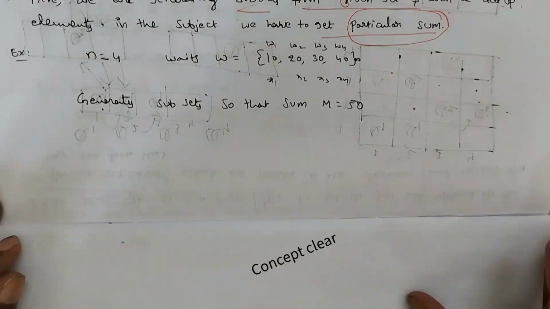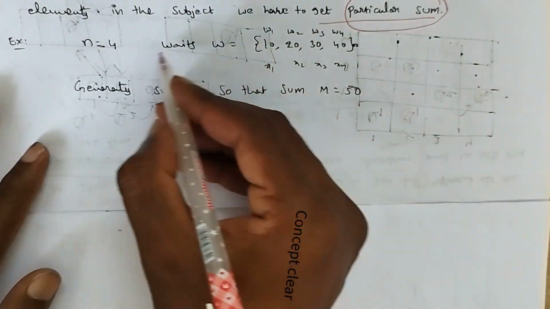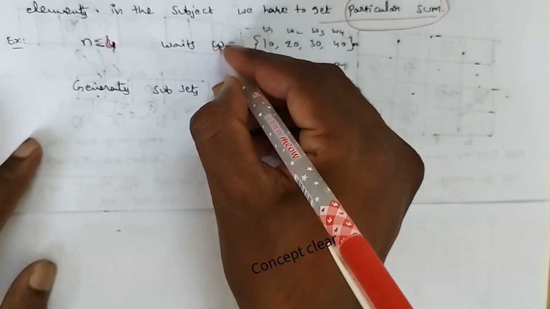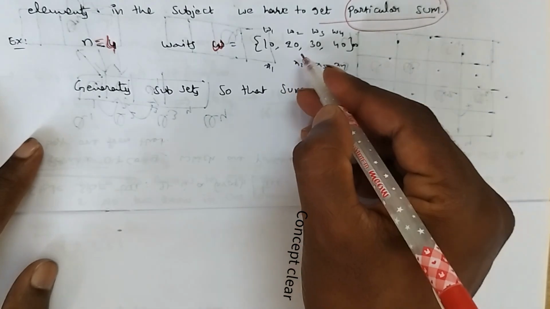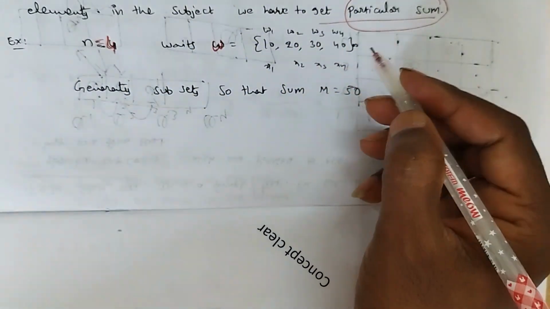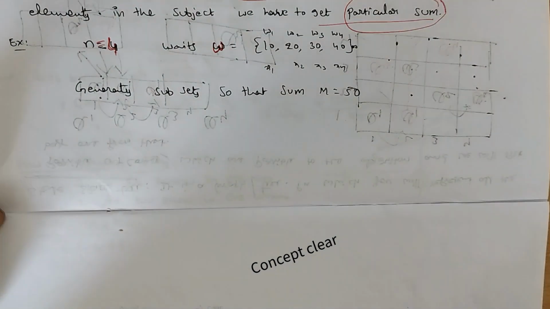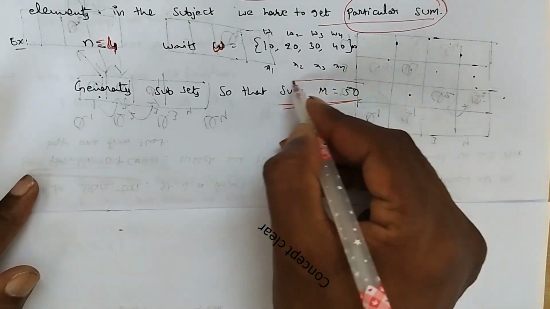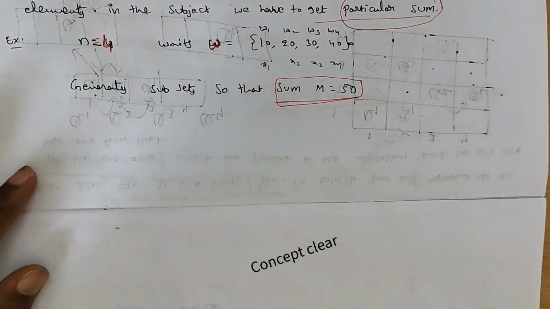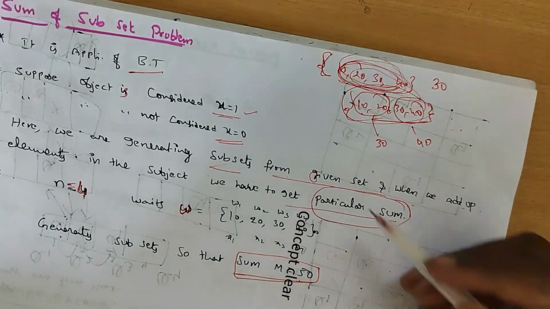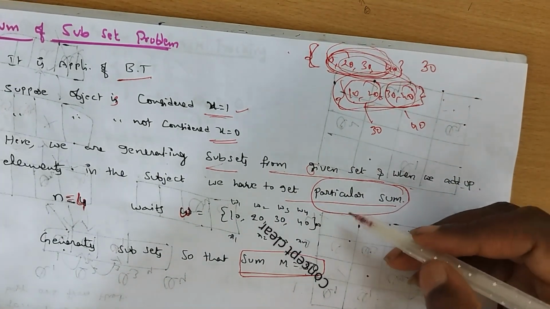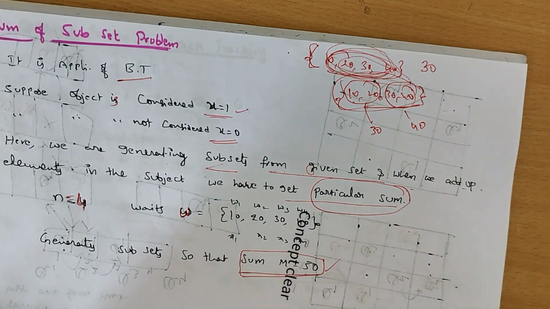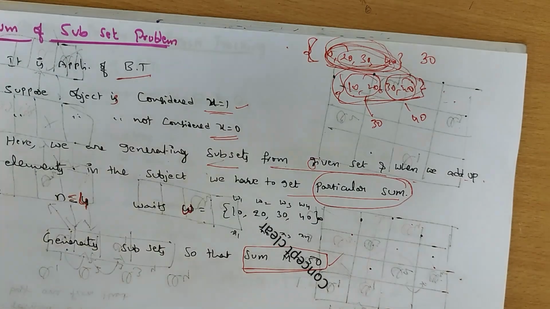Here for example I am taking n equals 4, and n equals 4 means how many elements? 4 elements. So I am taking the weights W1, W2, W3, W4 equals 10, 20, 30, 40. Here our sum value is 50. We have to find out which subsets, when added, give us 50.